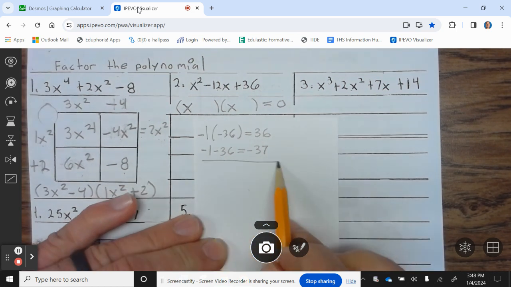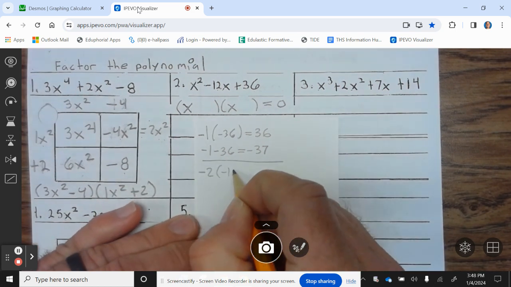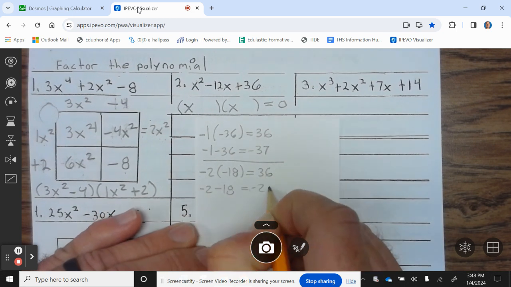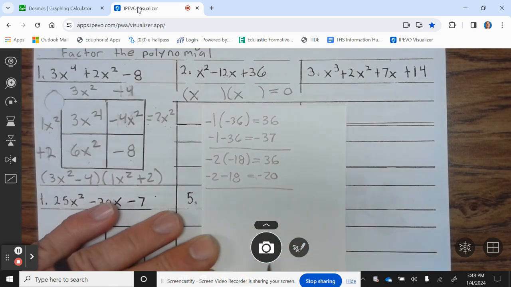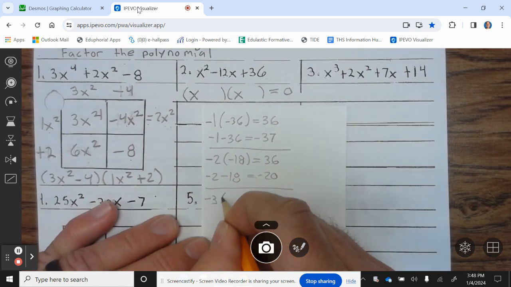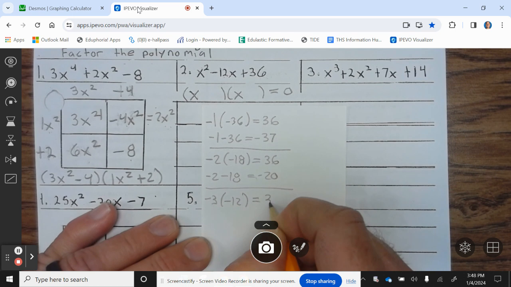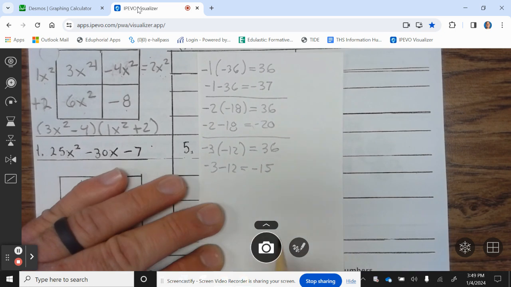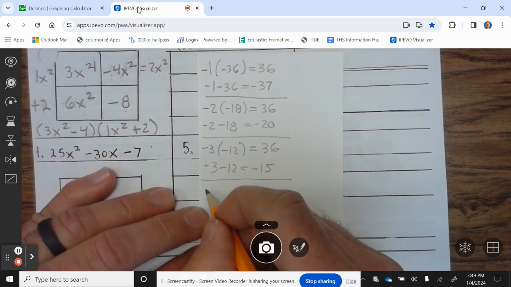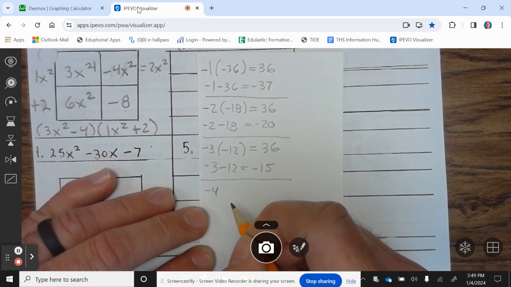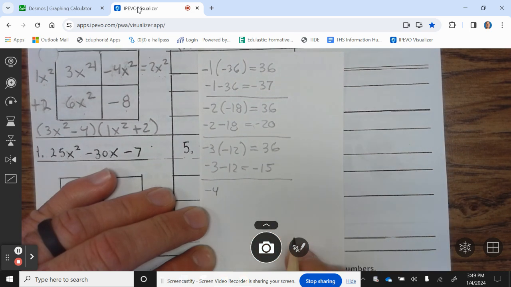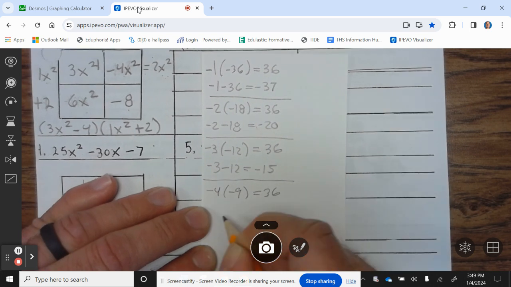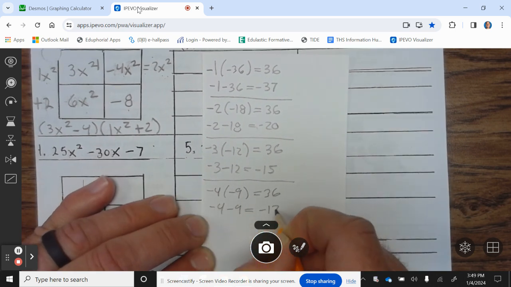That doesn't work. So let's try negative 2 times negative 18 is positive 36. Negative 2 minus 18 is negative 20. That doesn't work. Okay? So now let's try negative 3. Negative 3 times negative 12 is positive 36. Negative 3 minus 12 is negative 15. That doesn't work. Okay, let's try negative 4 times negative 9 is positive 36. Negative 4 minus 9 is negative 13. Doesn't work, but we're close.